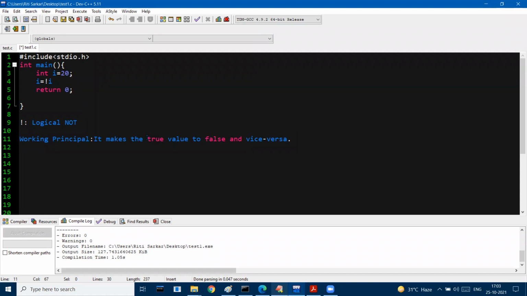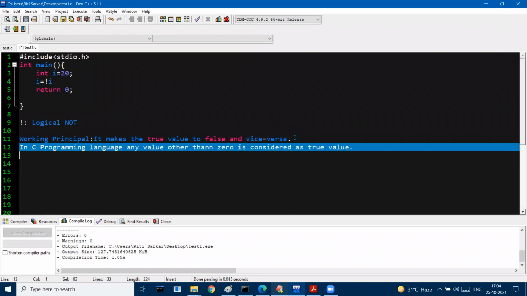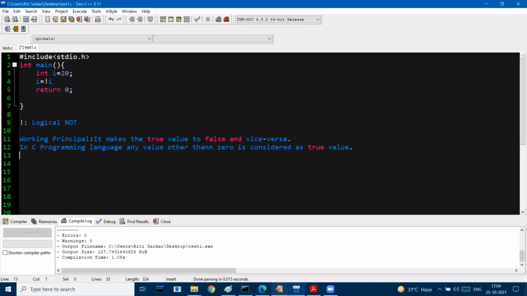Now the question is, what is a true value and what is a false value actually? In the C programming language, any value other than zero is considered as a true value. Now the question is, who will consider it as true and who will consider it as false?